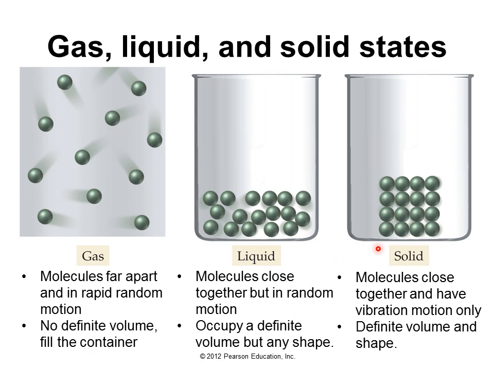And finally, we have the solid state, in which the molecules are close together, but they only have a vibration motion, and so they stay in their position but vibrate. They have a definite volume and shape.